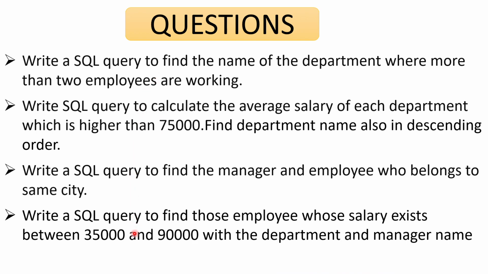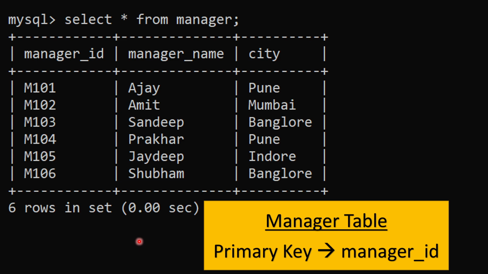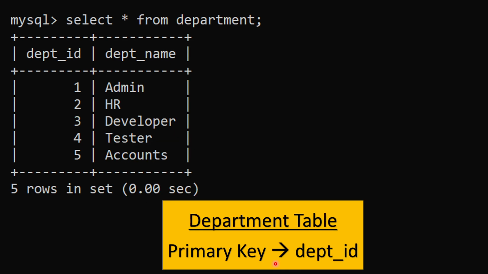Now for solving these queries, we will use 3 tables, that is employee, department and manager. And I have already created these tables along with the data insertion. So here is our first table, that is manager, which has 3 columns: manager ID, manager name and city, and manager ID is the primary key. Now the second table, that is department, has 2 columns, department ID and department name, and here department ID is the primary key. And you can see here I have added 5 departments also.